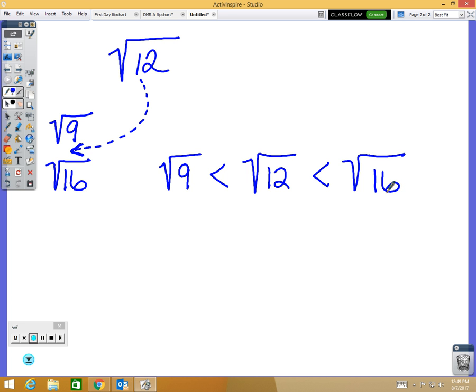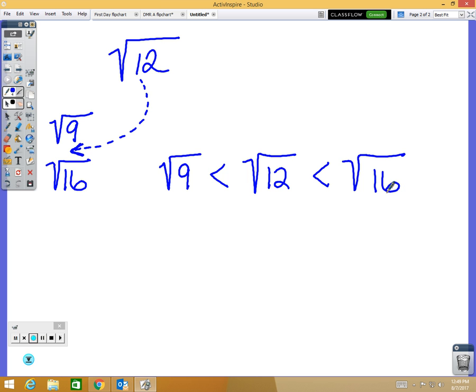Now let me ask you this. You're right that it comes in between the square root of 9 and the square root of 16, but which one is it closer to and why? So if you're going to answer this, don't just give me a guess on which one you think it's closer to. I want you to explain your reasoning, why you're choosing that one. Anyone want to take a guess? Is the square root of 12 closer to the square root of 9, or is it closer to the square root of 16?